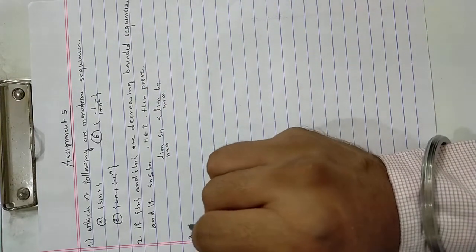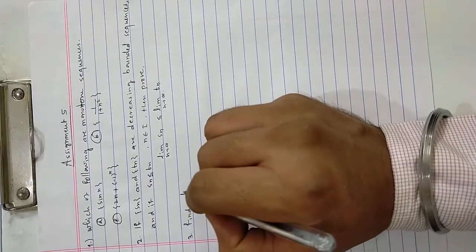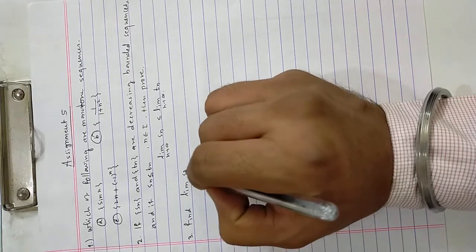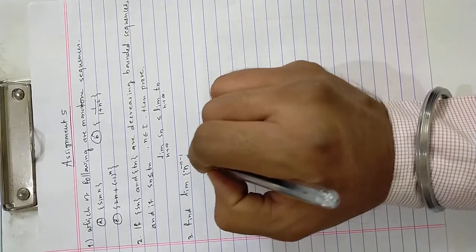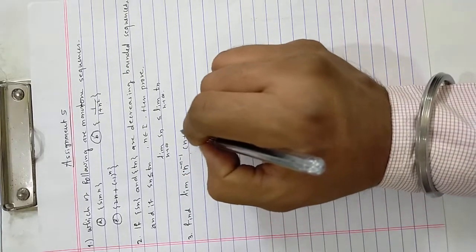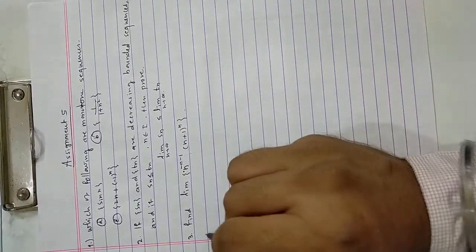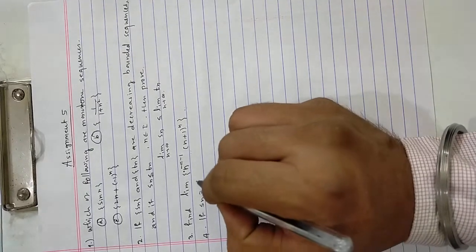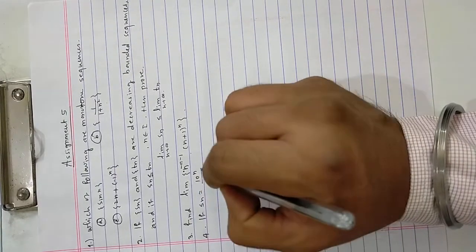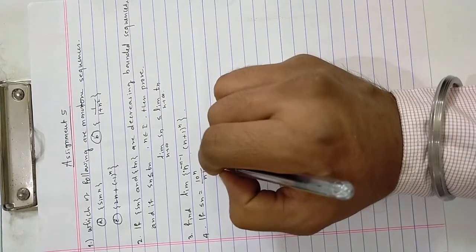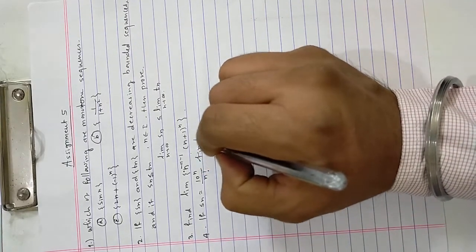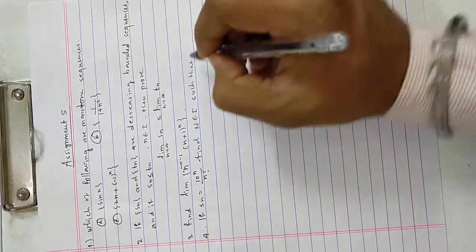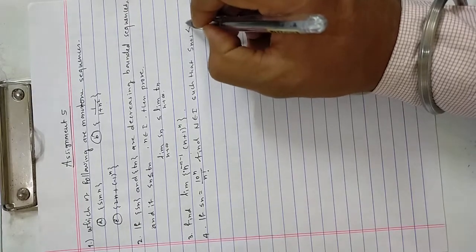The next one is: find the limit of the sequence n raised to minus n minus 1 into n plus 1 raised to n. Then number 4: if sequence Sn is 10 raised to n upon n factorial, find the positive integer n such that Sn plus 1 is less than Sn.